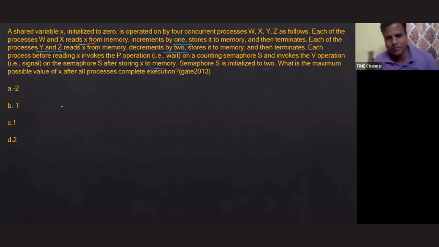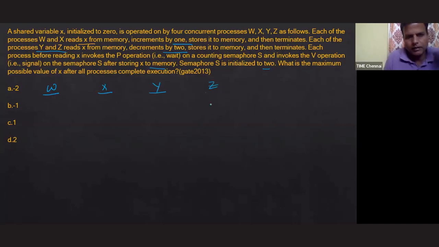So what is the maximum? Please pay attention. This is a very interesting question. First, I will convert this question into a table. Let's see how many processes there are: W, X, Y, and Z. Initially, all these processes perform the down operation based on the given statement, and after this, processes W and X read the X value and increment by 1.